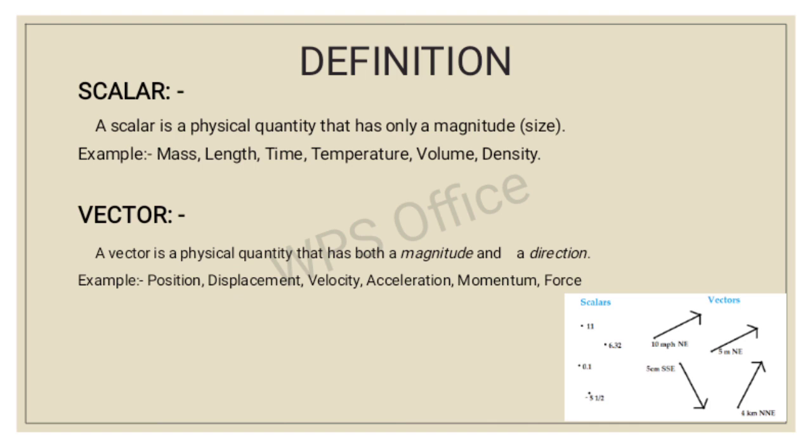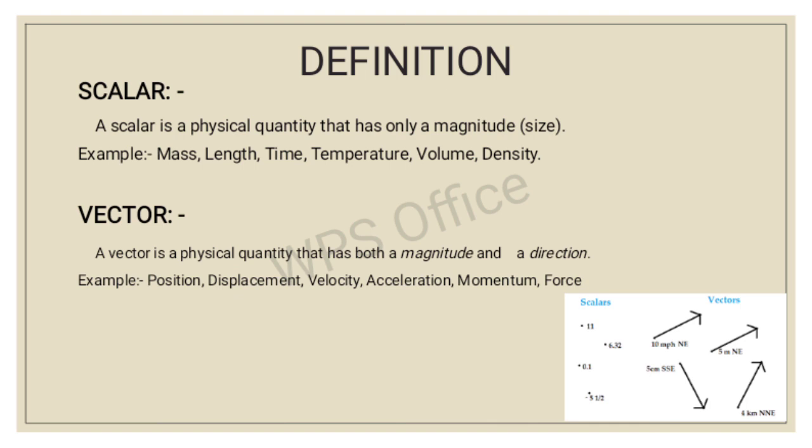So today I will talk about the definition and function of scalar and vector. The definition of scalar is a physical quantity that has only magnitude, size. For example, mass, length, time, temperature, volume, and density.